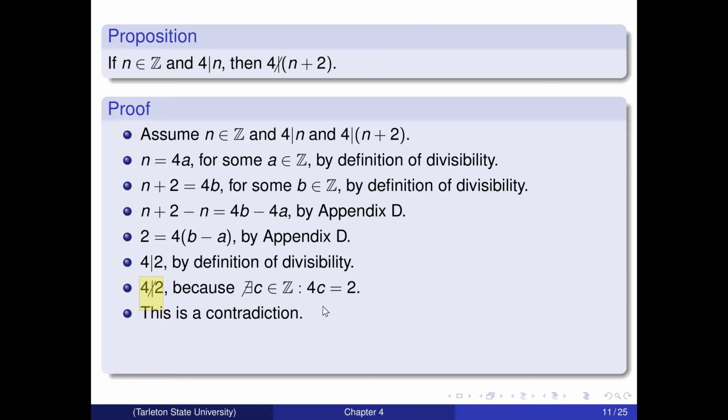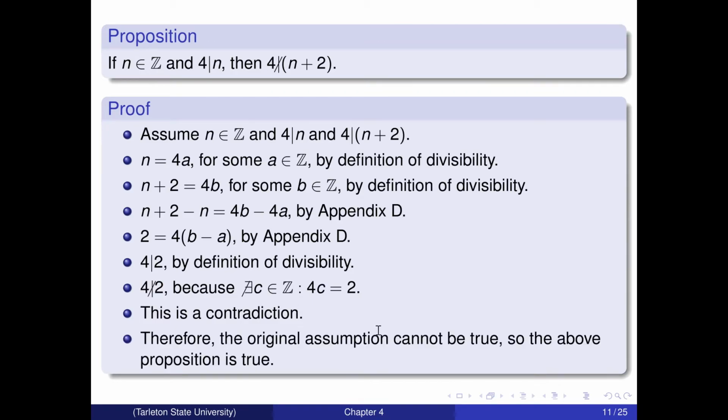And because this contradiction is here, that means the original assumption cannot be true, and therefore this proposition must be true. Again, this assumption is the negation of this proposition. If this assumption cannot be true, then this negation can't be true. That means the original statement must be true.